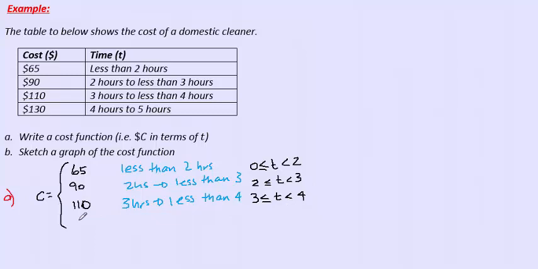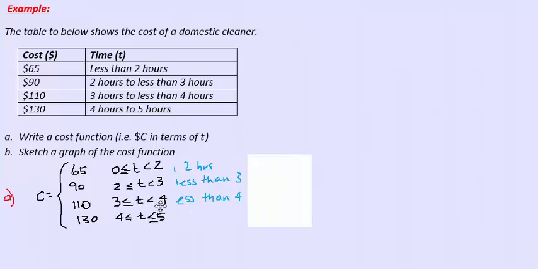And my final one is going to be $130, and that's going to be from 4 hours, and I have the equals there. But now this says to 5 hours. So for me, I think that should also include 5 hours. So here is what's called my domain. Here are my t values. So now what I'll do is I'll get those and I'll move them across, and that's what my cost function should look like.